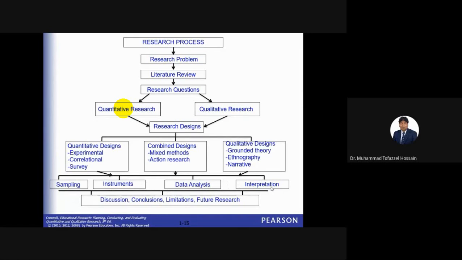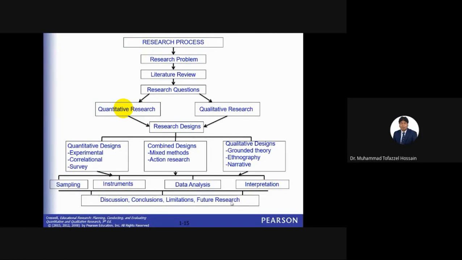Got the idea? Then finally, what will you do after all those steps? Finally, you need to discuss. So you need discussion, then conclusions, limitations, and future research. First you will discuss all of your findings, and then you have to come to the conclusion, and then you have to also discuss the limitations of your research, and you have to suggest your future research. What may be the extension of the research.